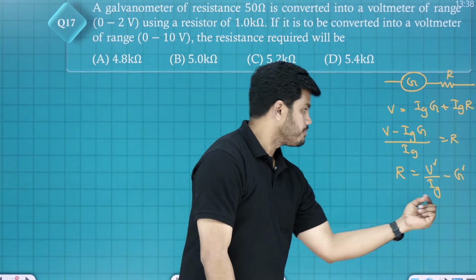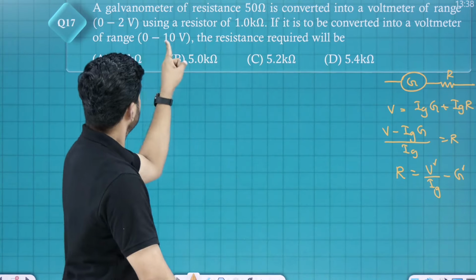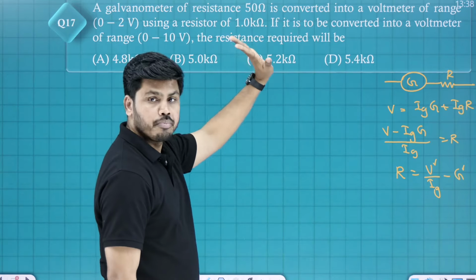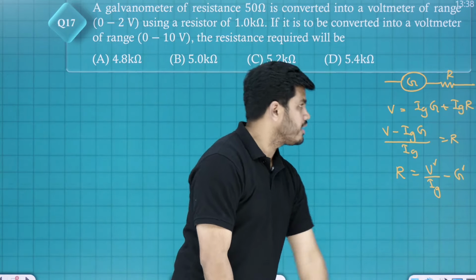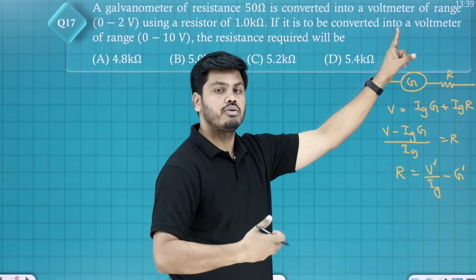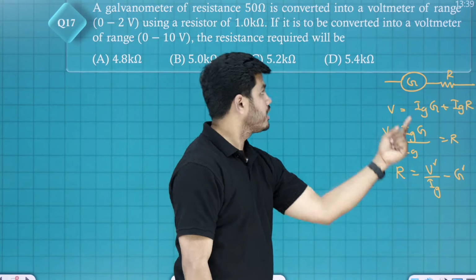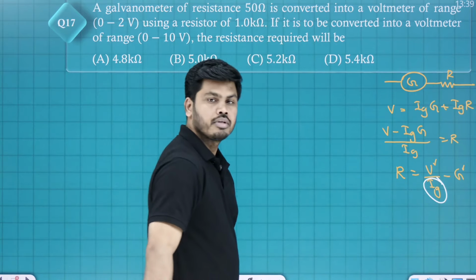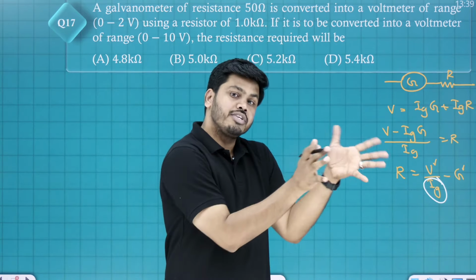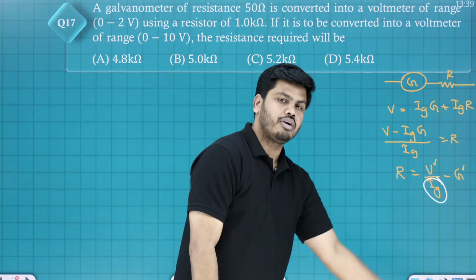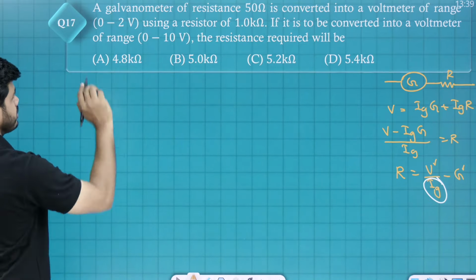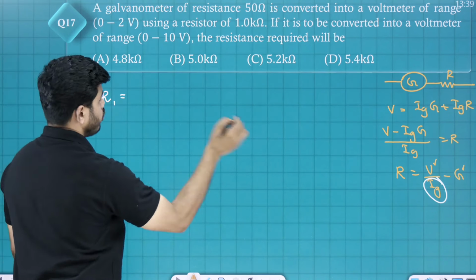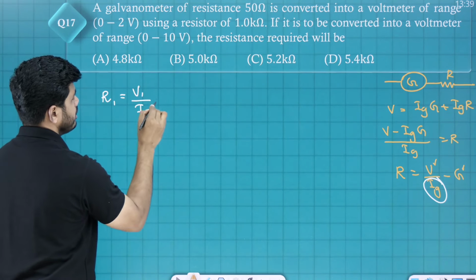If you know the value of Ig, look at the second case. In the second case, the voltage range is given, range V is 10 volt. Galvanometer resistance is also given, 50 ohm. If you know just the value of Ig, you can directly calculate the second part. That was the question actually. How much should be the resistance to convert it into this range? The only difficulty in that calculation is that we don't know what Ig is. So if you can calculate Ig from the first case given, you can use it here and easily find out the value of the resistance. So let us check the first case. In the first case, we will go for R1 is equal to V1 divided by Ig minus G.